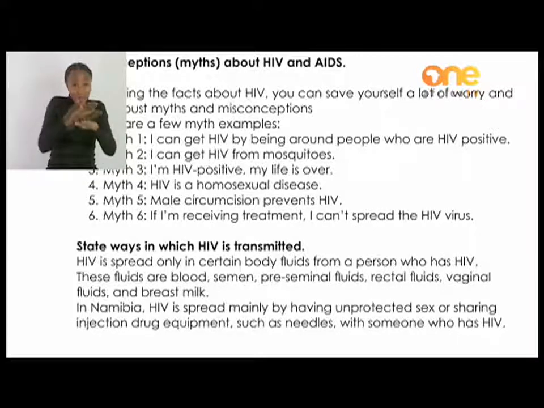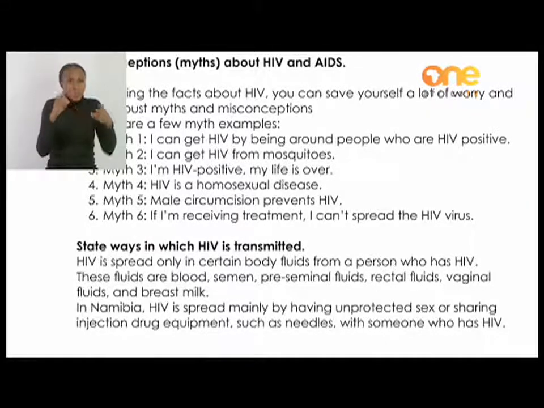Examples of this myth. Number 1, I can get HIV by being around people who are HIV positive, which is actually not true. There is no way you can just get HIV from being around someone. Myth number 2, I can get HIV from a mosquito. Remember when we did how HIV is not transmitted, we talked about us not getting HIV from any animal bite, so this is also not true.